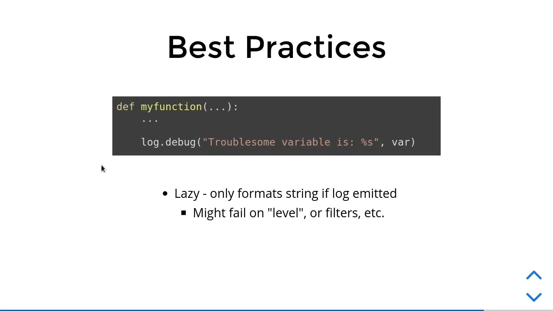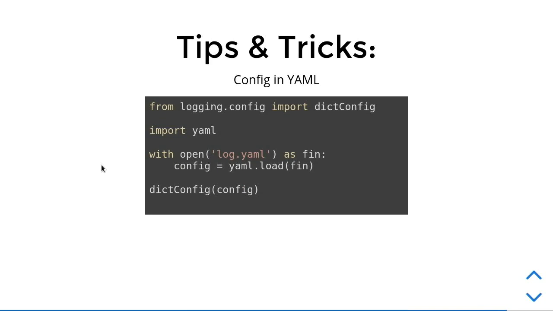Some neat tips and tricks. One, you can use YAML. Who likes working with YAML over perhaps maintaining code or writing JSON by hand? Yeah, right. It's a little nicer to work with. So look, you read in YAML and guess what? It comes out as a dict, so why not? You can just pass it along and use dictConfig.